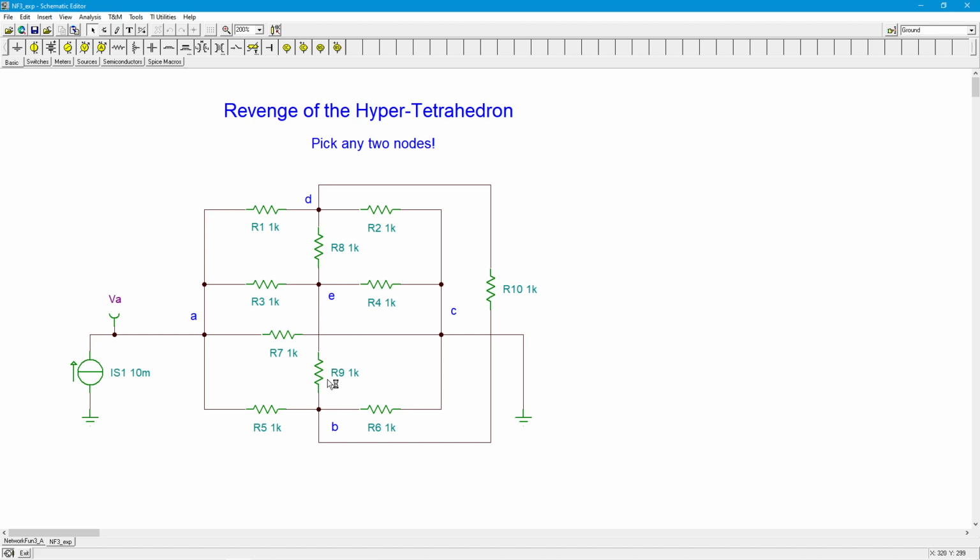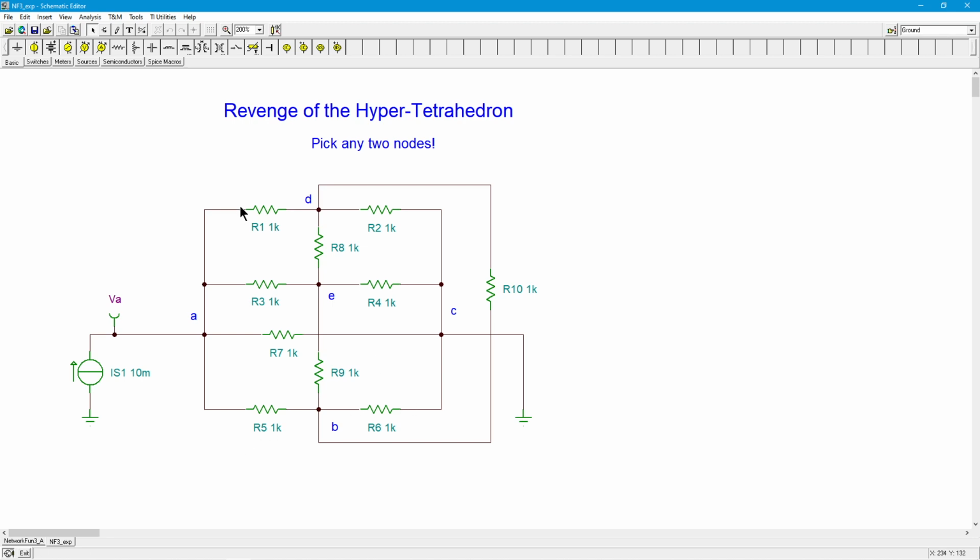R9 sees nothing. It sees no differential voltage, so there's no current. And lastly, when we go between D and B, same result, there's no potential across R10, so that current is 0. So all the current that goes through R1 goes through R2. All the current that goes through R3 goes through R4. All the current that goes through R5 goes through R6.